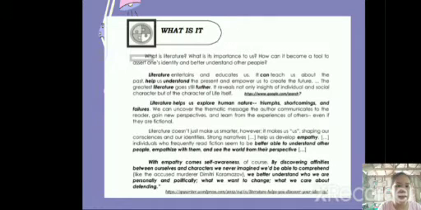With empathy comes self-awareness, of course, by discovering affinities between ourselves and characters we never imagined we'd be able to comprehend, like the accused murderer Dmitry Karamazov. We better understand who we are personally and politically, what we want to change, and what we care about defending.